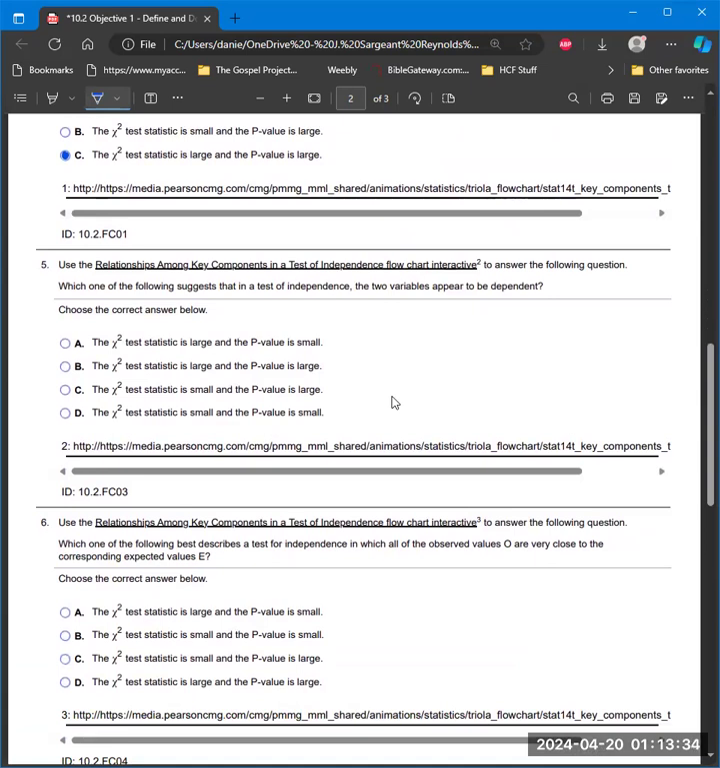Which of the following suggests that in a test for independence, the two variables appear to be dependent? So that's going to be if the chi-squared test statistic is large and the p-value is small.